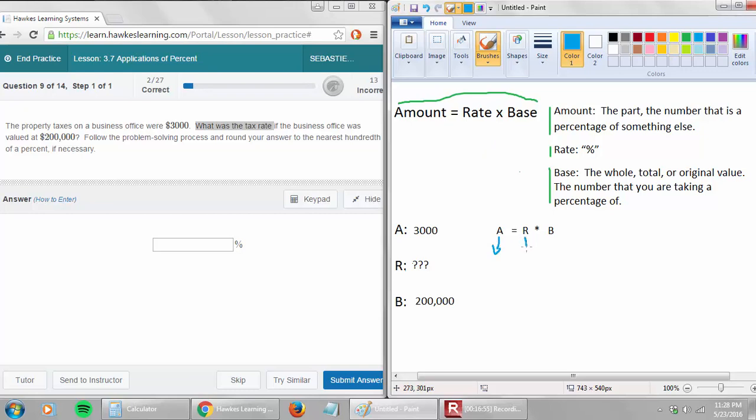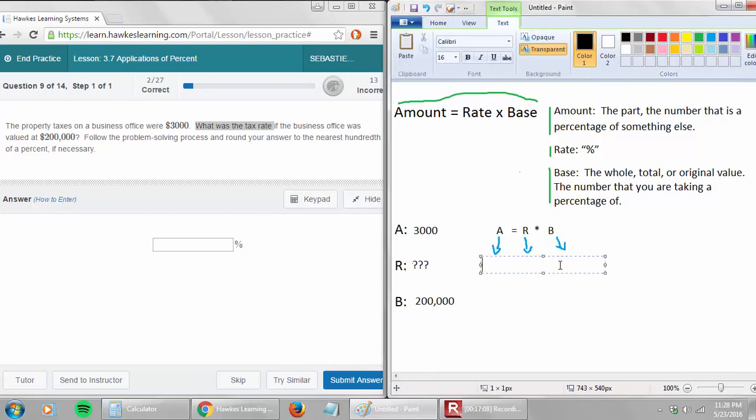And I'm going to bring down the equal sign and the multiplication sign exactly where they are. Got to spread these out a little bit because the numbers are wider than the letters, but same idea. And underneath the A for amount, instead of writing A, I'm going to write the number that's the amount, 3,000. And then I'm going to bring down my equal sign, and then I'm going to bring down my rate. But I don't know what the rate is, so I'll leave it as an R.